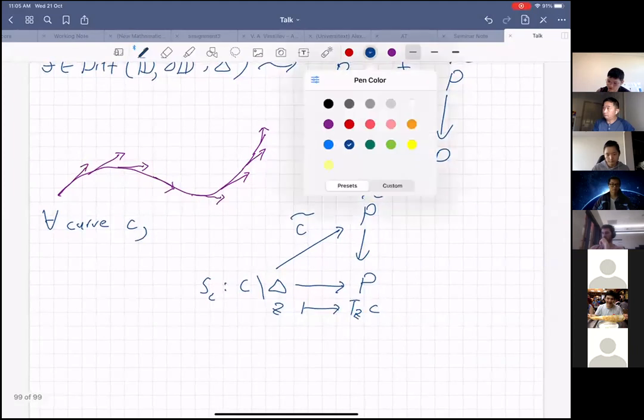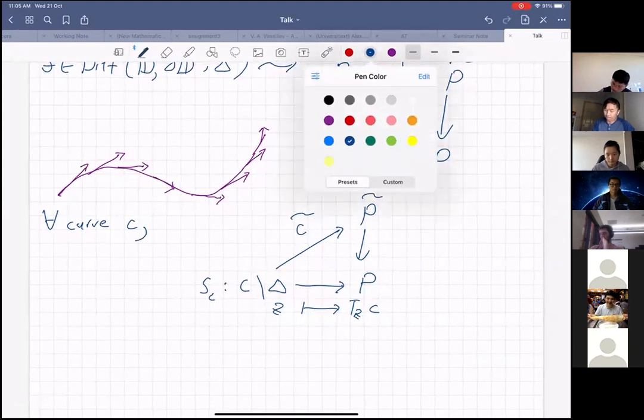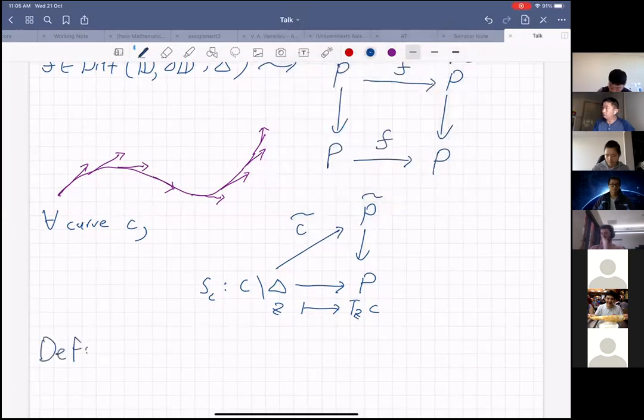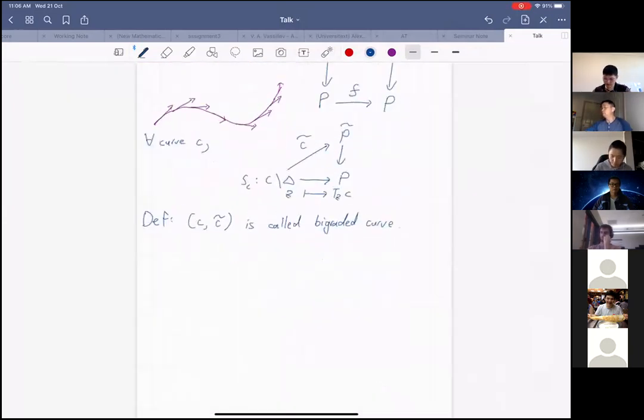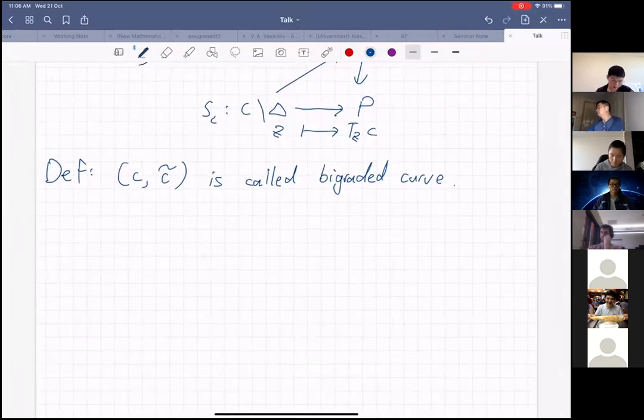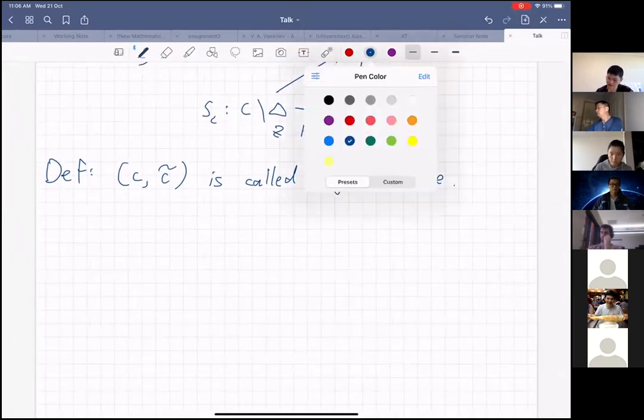Okay, so the lifting here, we will call it, so definition: a curve with this lifting is called a bigraded curve. And then I will explain how useful this thing is. So next, we'll do some calculation. I give some constructions first, and then I will do one example.